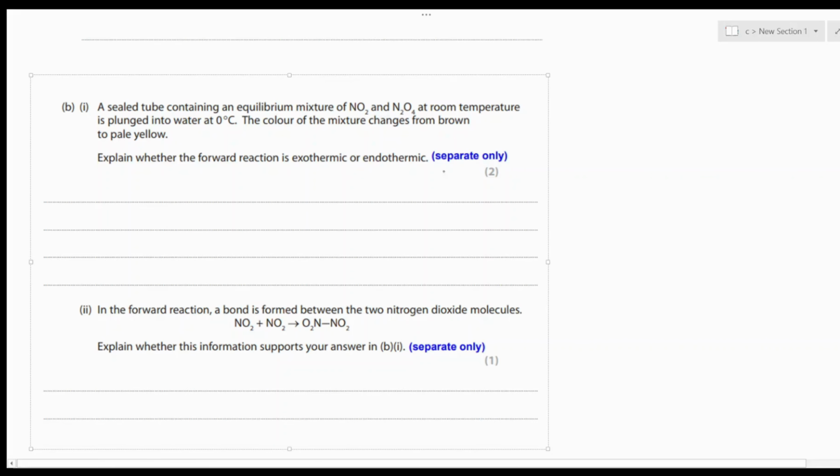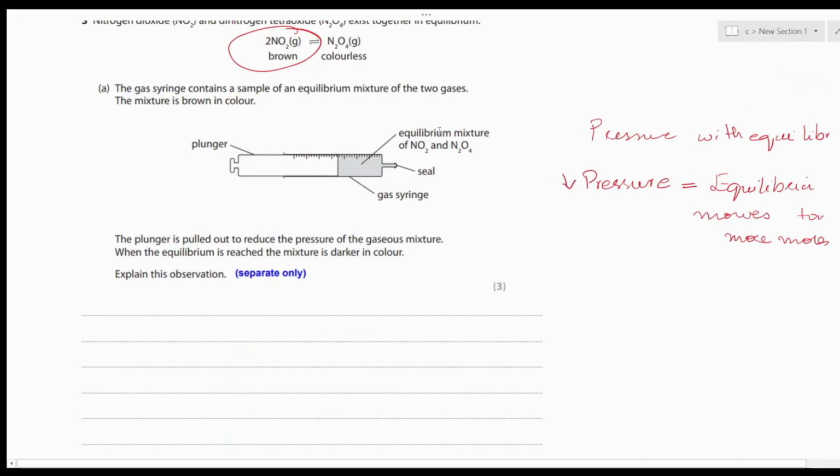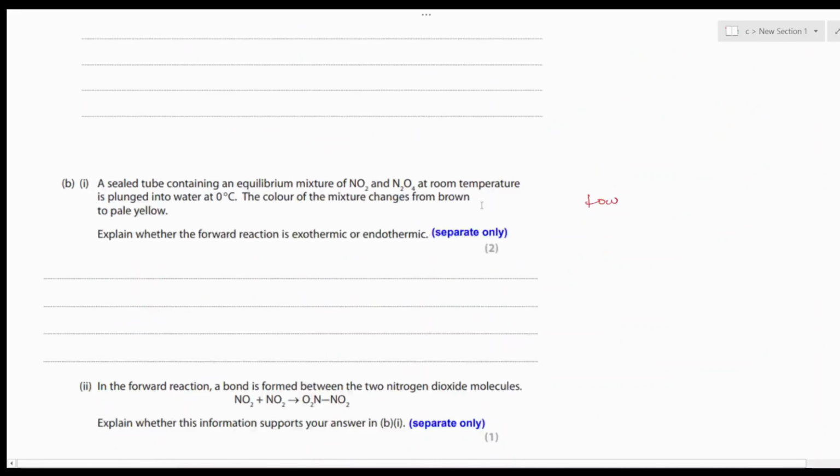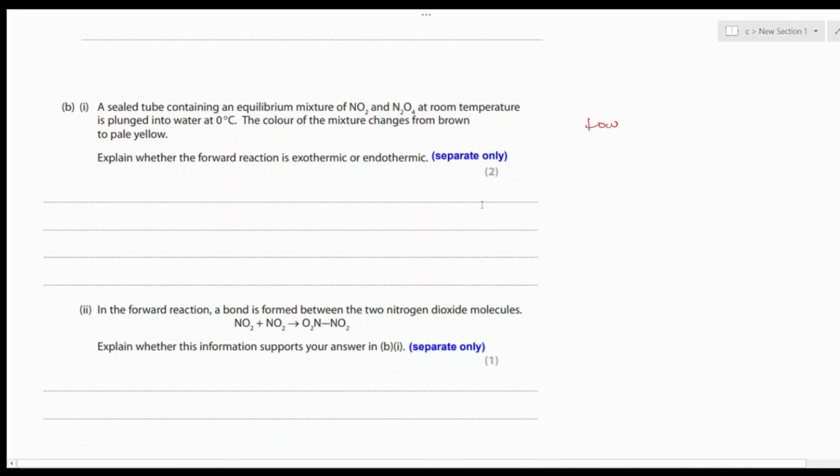It means the reaction is moving towards, let's get back to it. The reaction would move towards the right side. Decreasing the pressure moves the reaction towards the right side. Would it be endothermic or exothermic? Endothermic. Good. So how would you explain it?